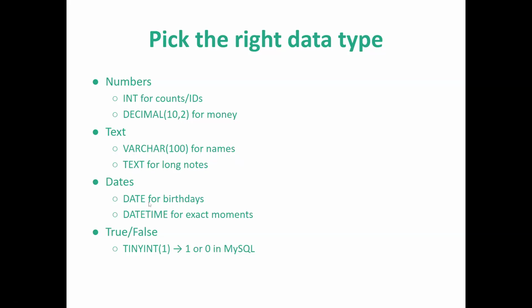Dates are there too, whether it is last working day or birthdays. For that the date data type is available. If you want to store date and time as well, the datetime data type is there. And boolean, true or false, is called tinyint in data types. In other words, boolean has only two values, one or zero, which means true or false.